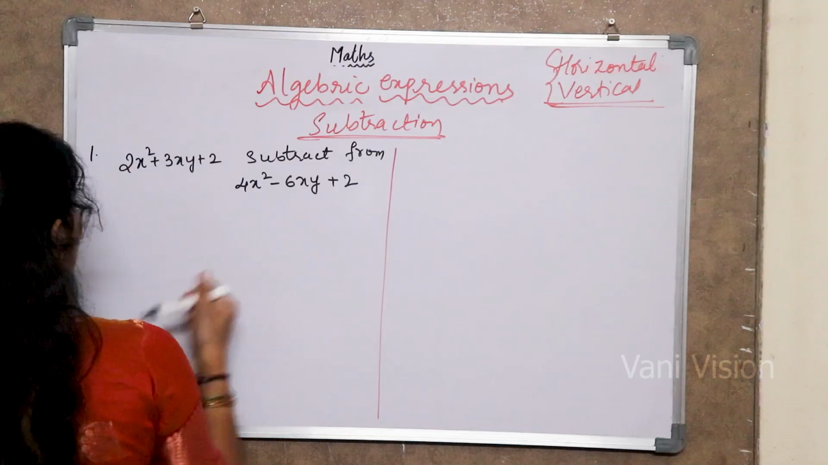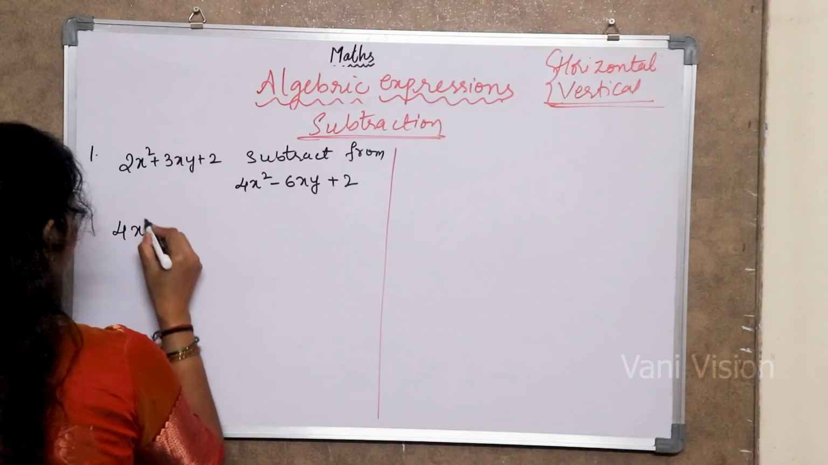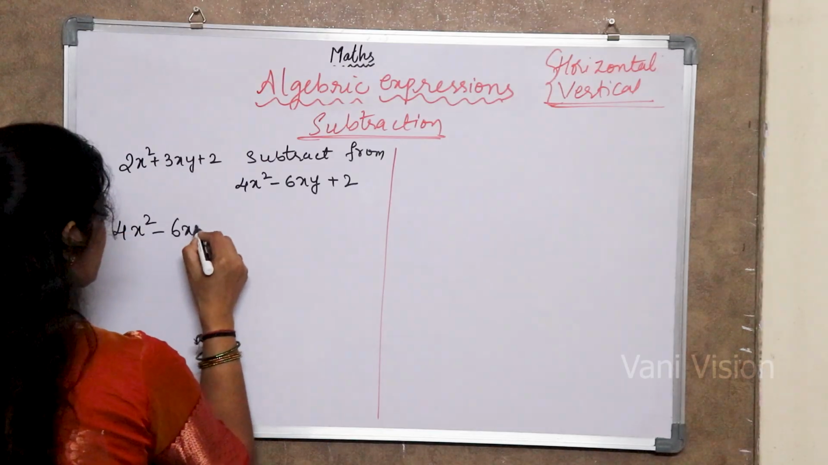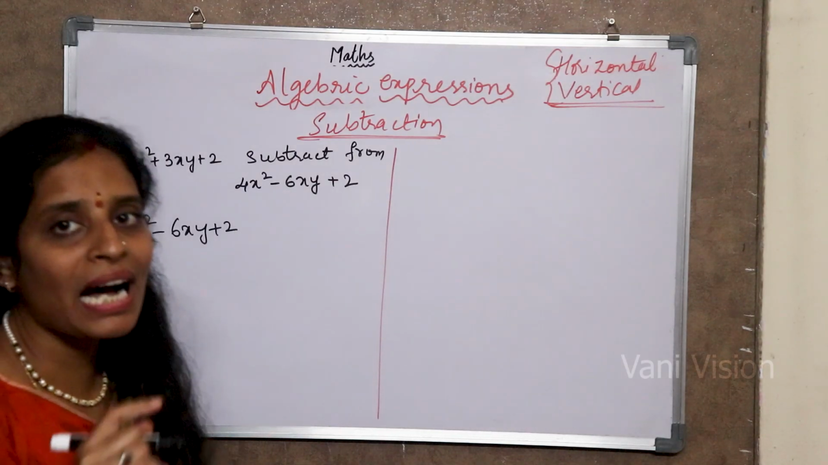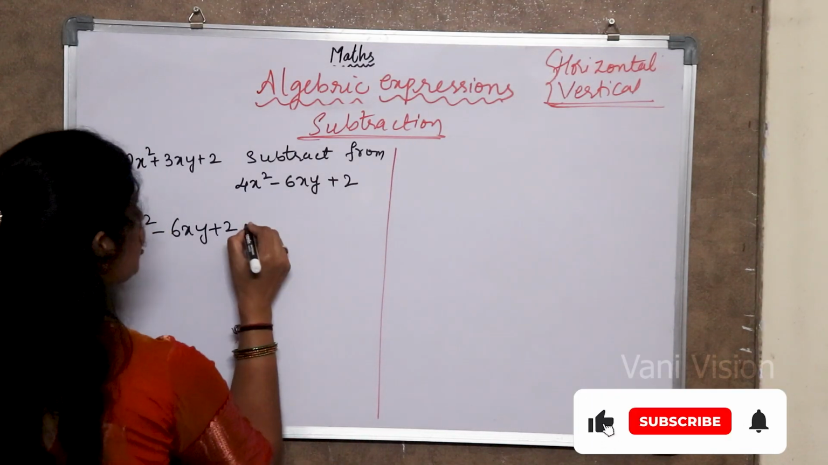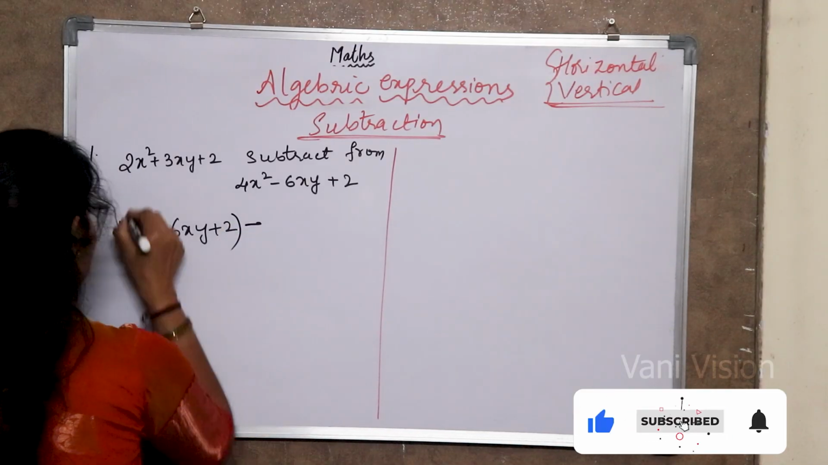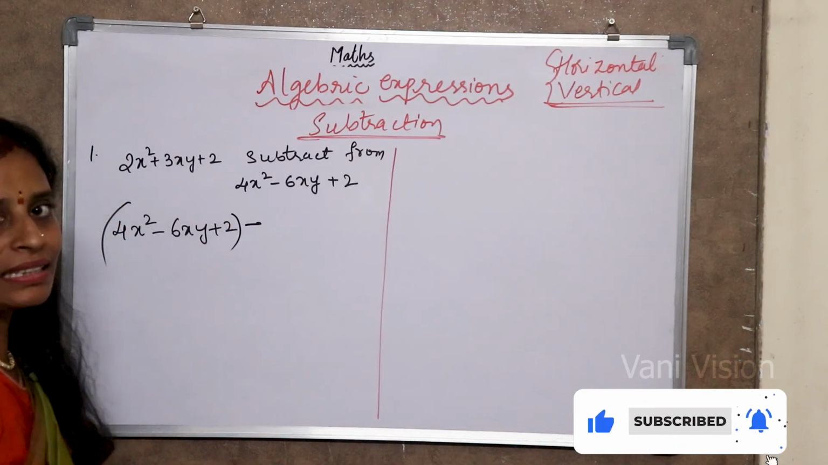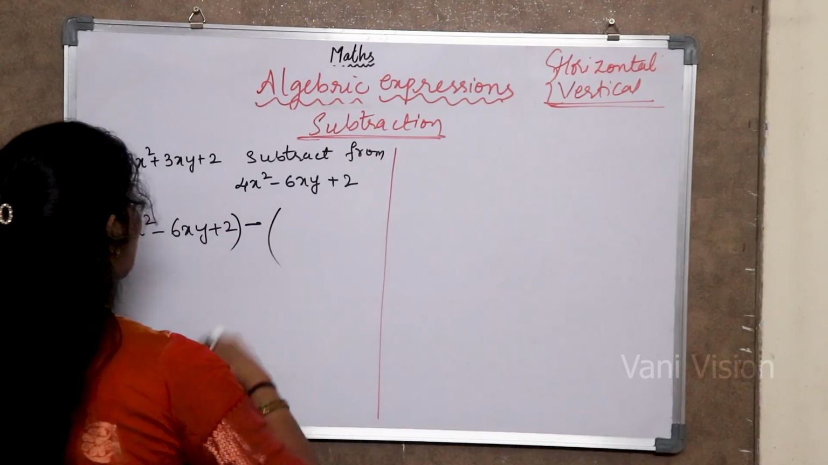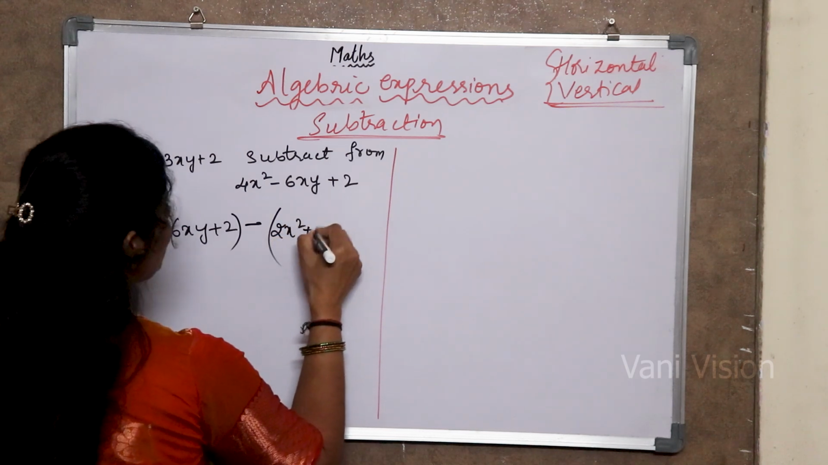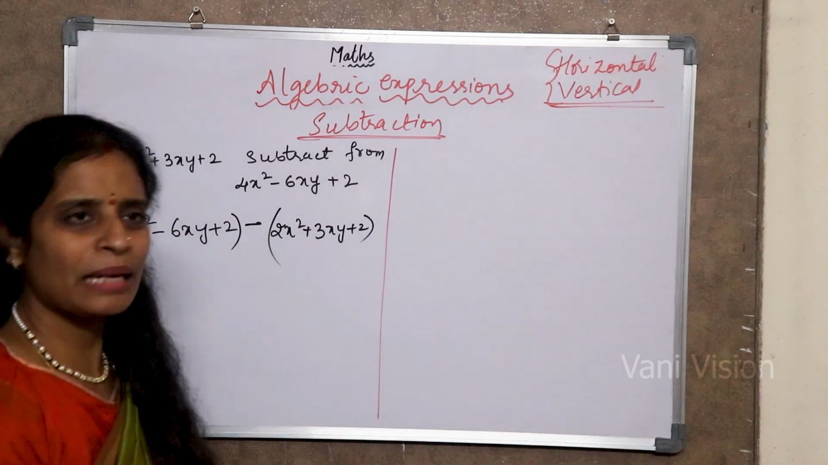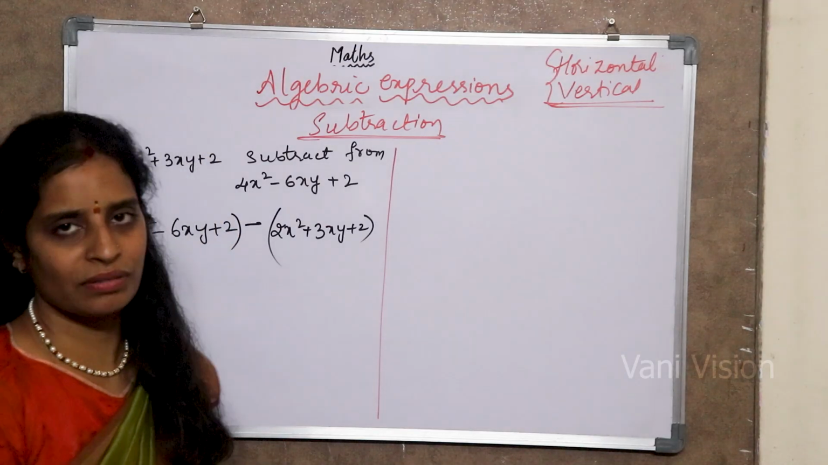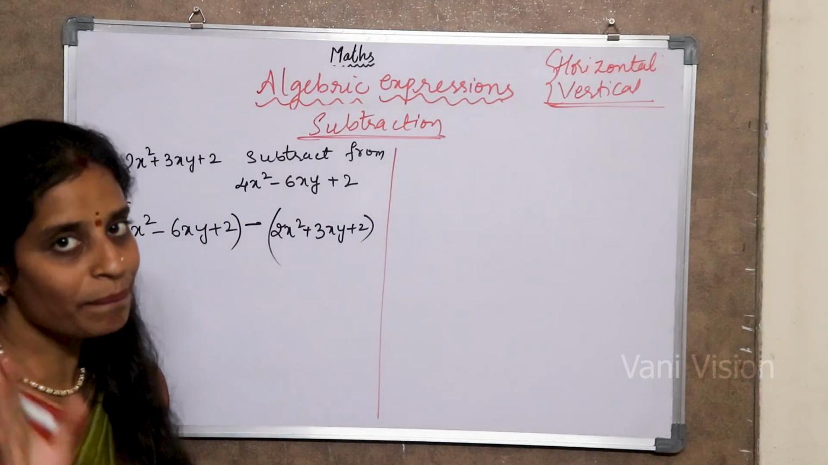Okay? The first step: 4x square minus 6xy plus 2. What operation are we doing here? Minus. Right? Mention minus. What did I say? Keep brackets. And here a bracket: 2x square plus 3xy plus 2. In addition, whether you keep brackets or not, it may be easy for us. But in subtraction, no. Compulsory.